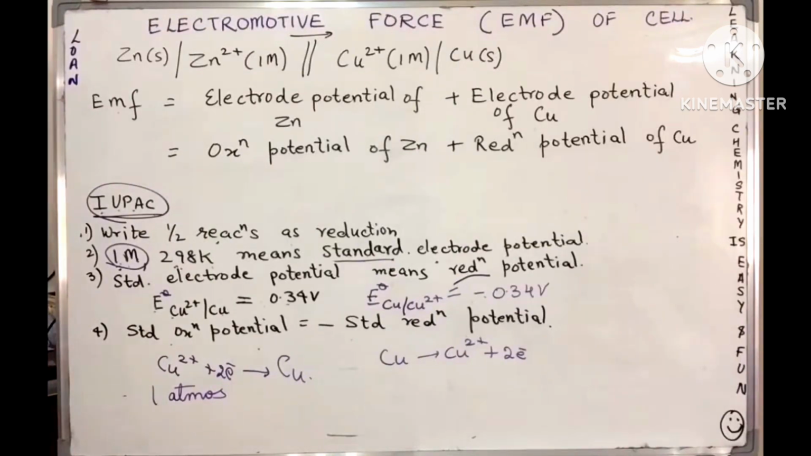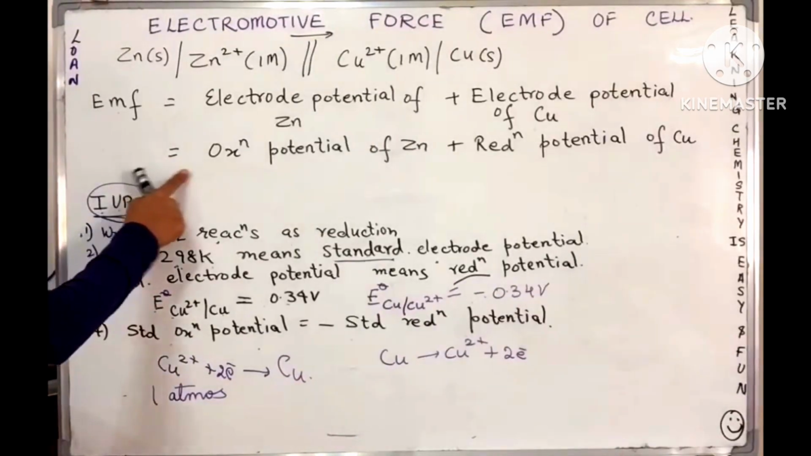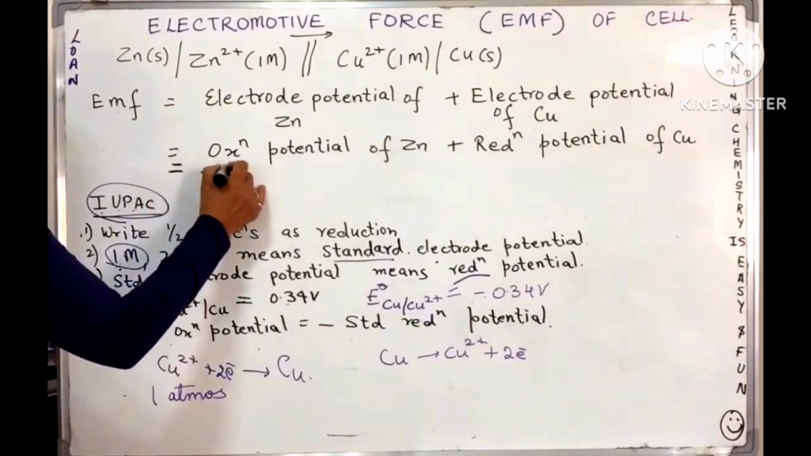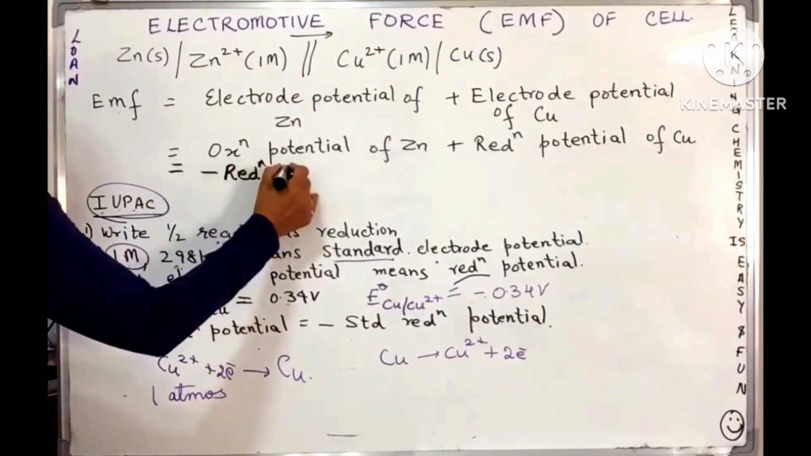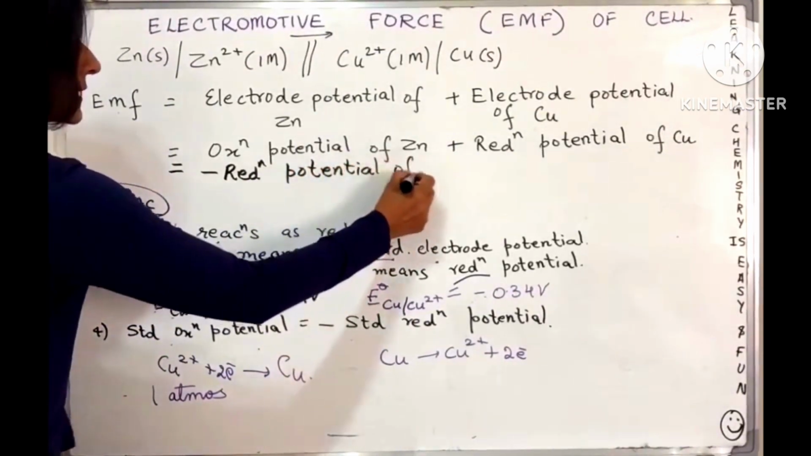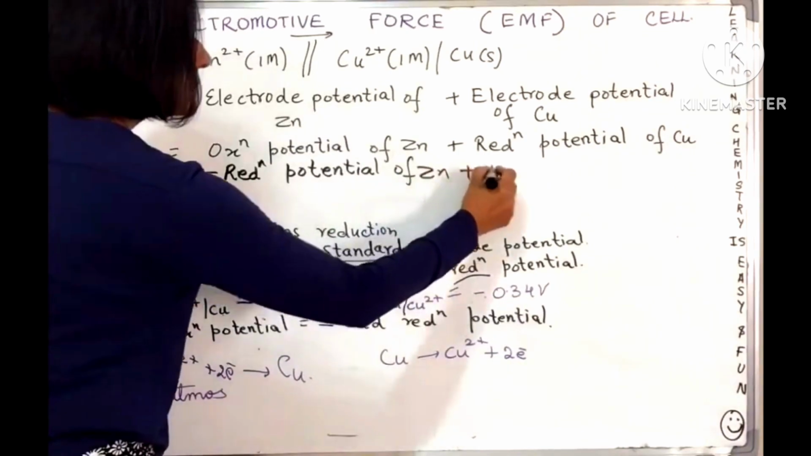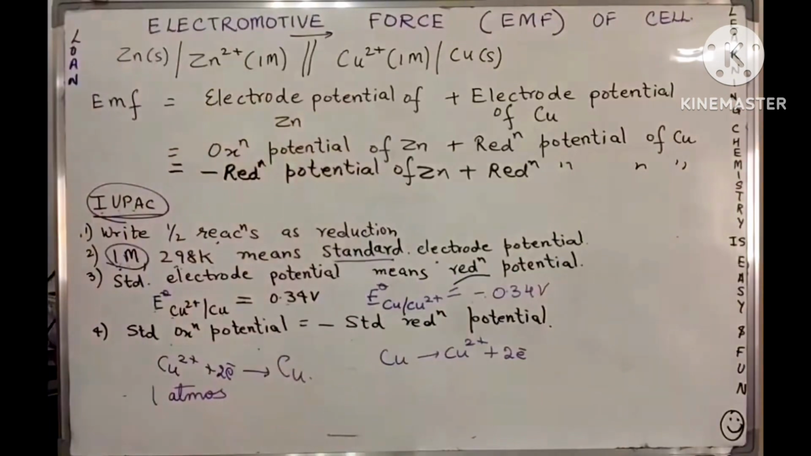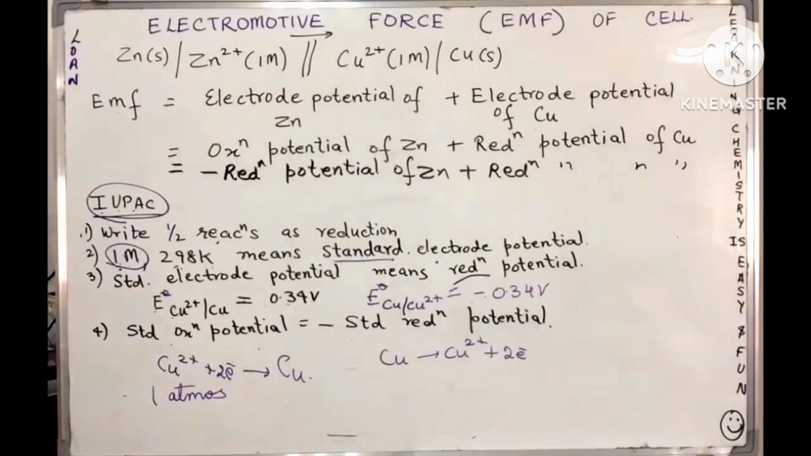So now we have to play the game according to the rules laid down by IUPAC. I've got oxidation potential of zinc plus reduction potential of copper. Now this is getting confusing, so let me make it simpler. I can also write it as a negative reduction potential of zinc plus, of course, reduction potential of copper remains the same, right?